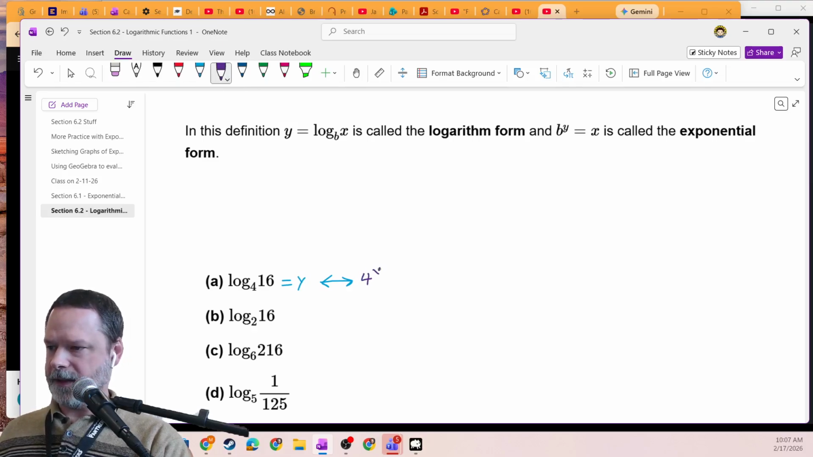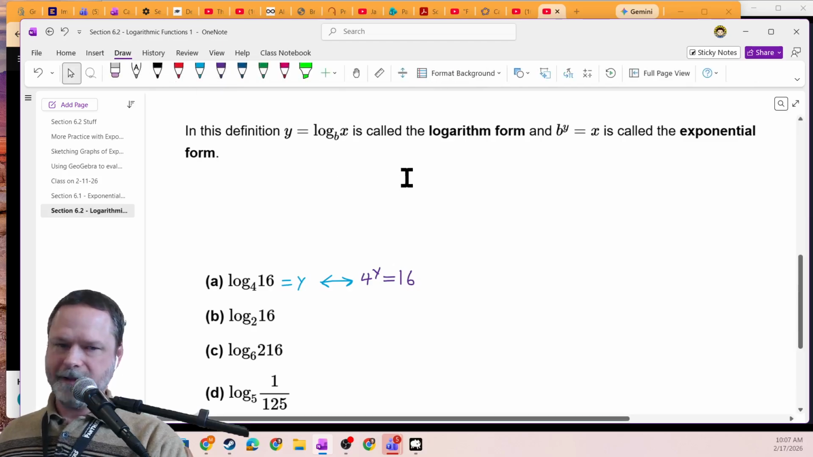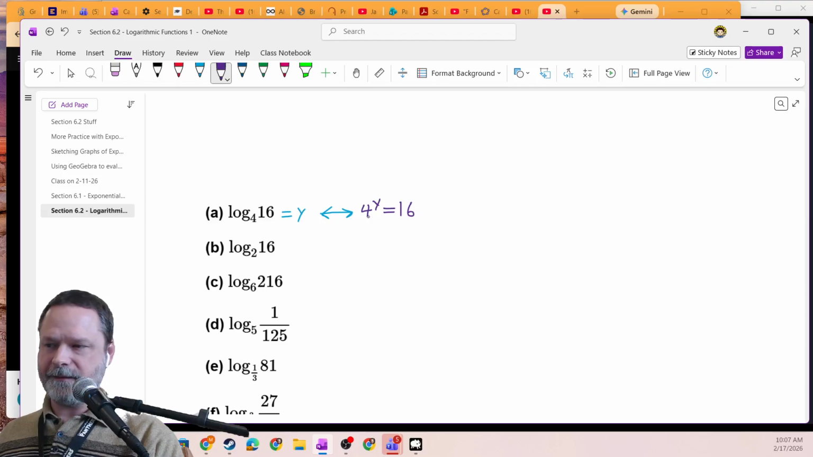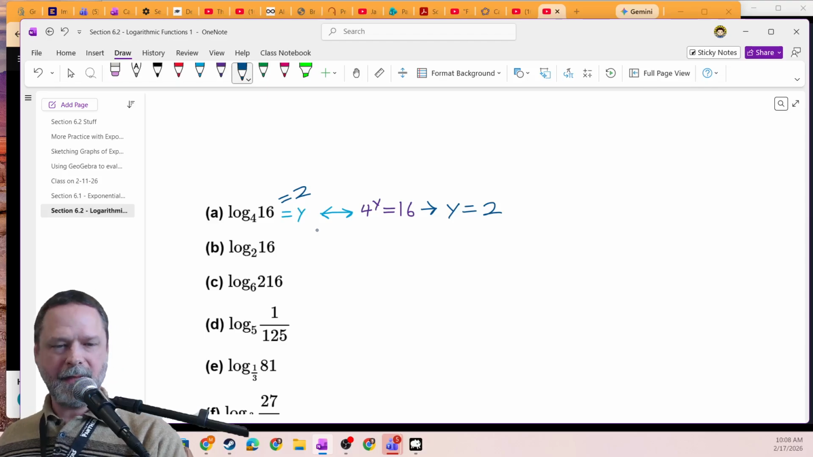4 to the y equals 16. Let me see, am I zoomed in enough? Yeah, I guess so. Okay. And now we have it written two different ways. What is log base 4 of 16? Or what power do I raise 4 by to get 16? Well, that's easy. 4 squared is 16. So that tells me y equals 2. So this equals 2. There you go.